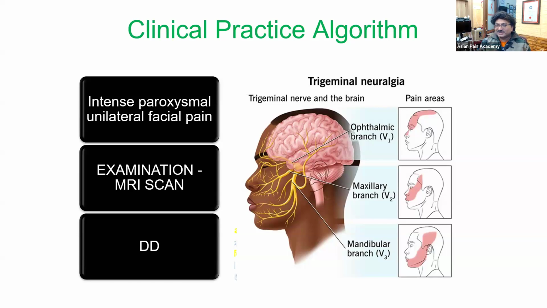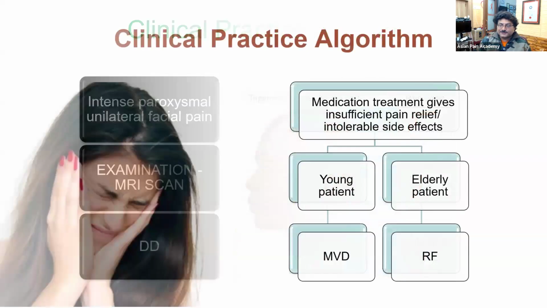It could be a malignancy, it could be a small tumor that is compressing on it. So you have to do MRI in all cases before doing the radiofrequency ablation or any other interventional pain procedure, and then you have to go for the differential diagnosis and try to find out what is the cause.